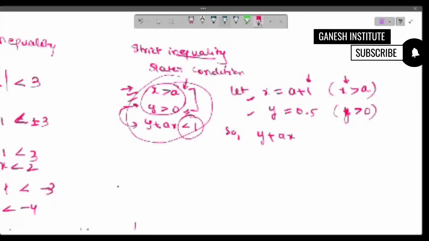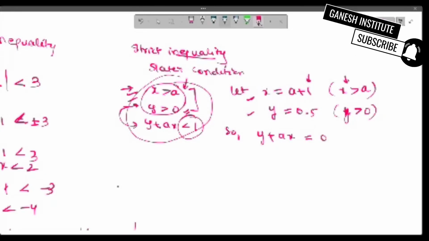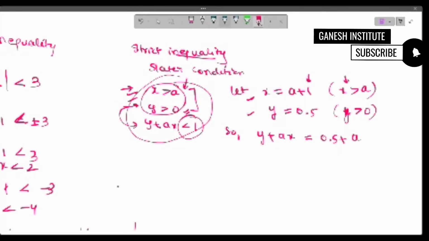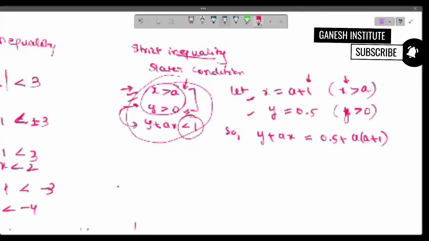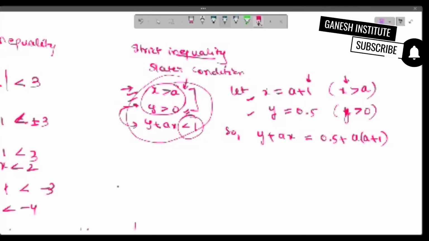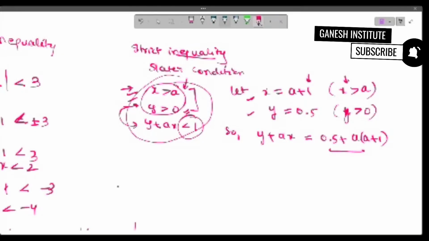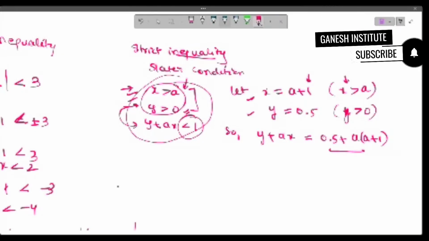Okay. So y plus ax. Y is 0.5. X is a plus 1. So if you want, it can be anything. It can be greater than 1 ma'am also.